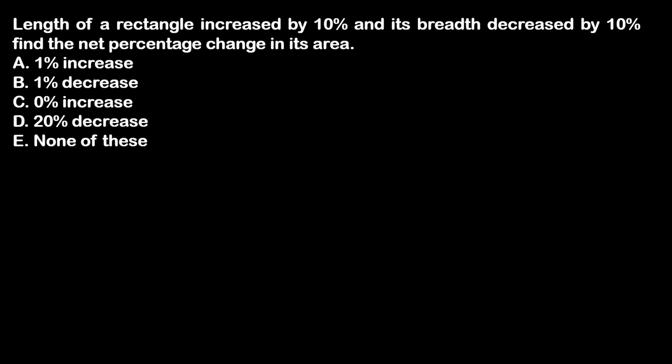Look at this question once. Length of a rectangle increased by 10% and its breadth decreased by 10%. Find the net percentage change in its area. Length of a rectangle increased by 10. As we discussed earlier, that's x percentage increase. And then breadth decreased by 10%, that's y percentage decrease. When it's increase, we will consider it as plus. When it's decrease, we will consider it as minus. So x percentage increase and y percentage, we will consider it as minus y.